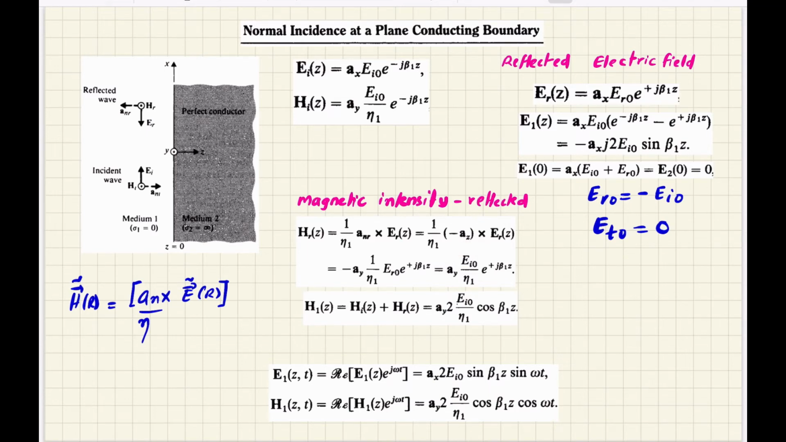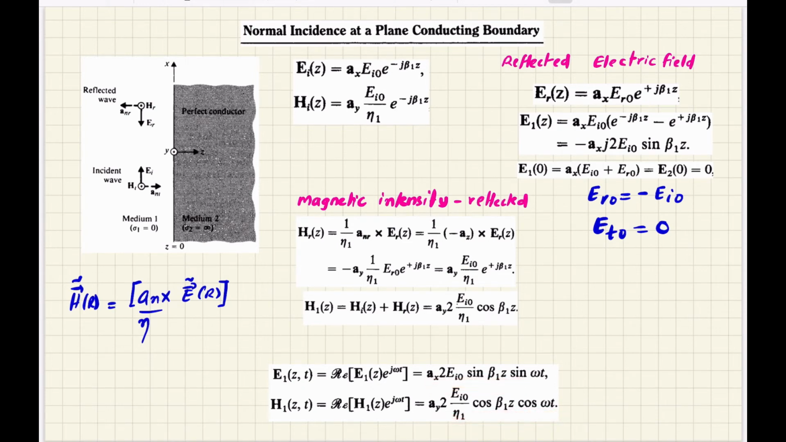Okay. Now the total magnetic field intensity is given by H1, that is the magnetic field intensity of the incident wave plus the magnetic field intensity of the reflected wave, and you can write it in terms of cos beta 1 z like this. Now all these quantities are in phasor notation, but if you want to find the instantaneous value, you have to take the real part of this phasor times e raised to j omega t, because they are time harmonic fields. Okay, and the instantaneous values are obtained like this.